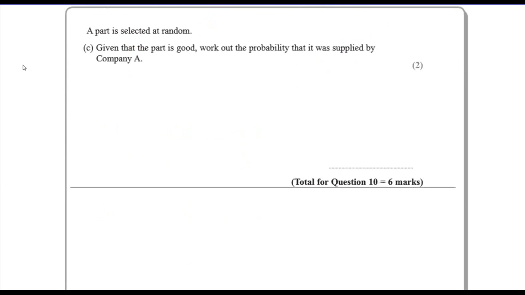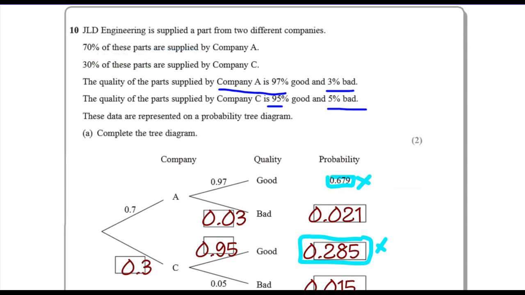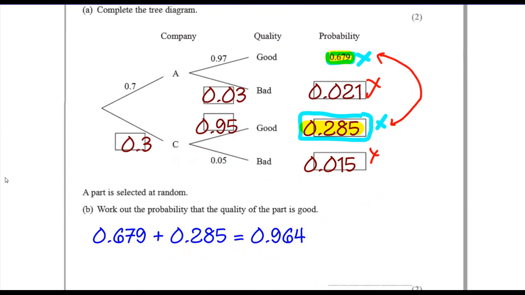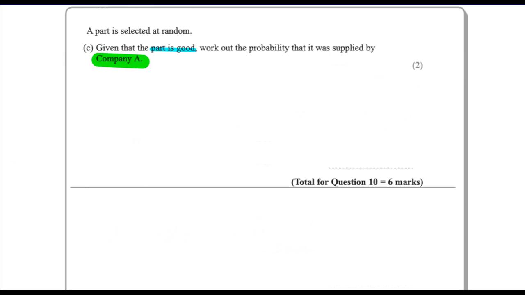Okay, a part is selected at random. Given that the part is good, work out the probability that it was supplied by company A. So we already know it's good, okay? So we already know that it's in here or here. So we do not need to worry about the bad ones. We don't need that, we don't need that. And we've already added these two up. So the probability, instead of being out of everything, is just out of that, 0.964.